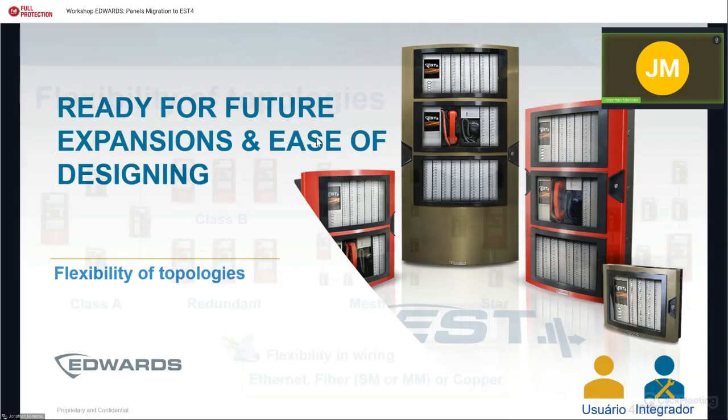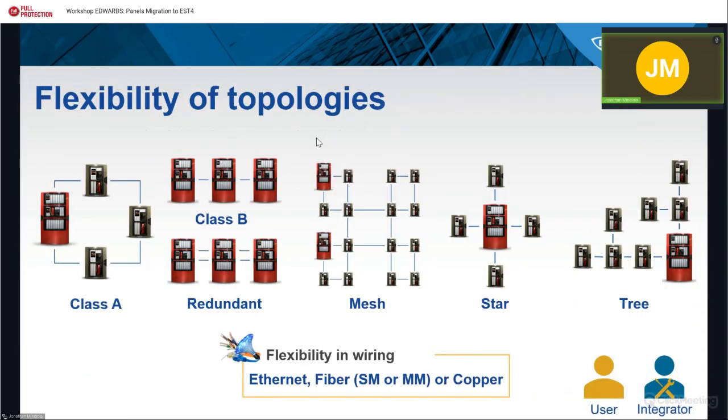I don't know if you remember that with the EST3, the only two options that you had for the network topology were Class A and Class B. And also the limit of nodes that you can have with the EST3 was 64 nodes. That was the limitation of the network between panels with the EST3.